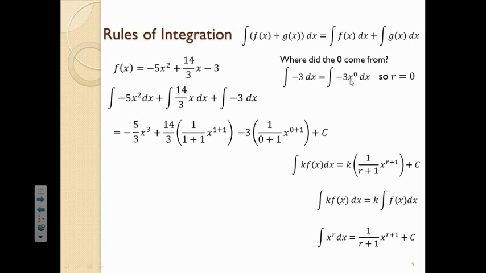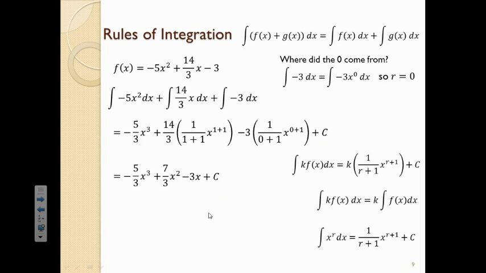So the exponent, when you have just a constant with no x's, is going to be 0 because there's actually an x to the 0 that's not written there. So using the 0, our r becomes 0, so it becomes 1 over 0 plus 1 times x to the 0 plus 1. And continuing on with this, this is going to be what, 1 over 2. 14 divided by 2 is 7, so 7/3 x squared. And this one becomes minus 3x. And then, of course, the plus c at the end of the last one.